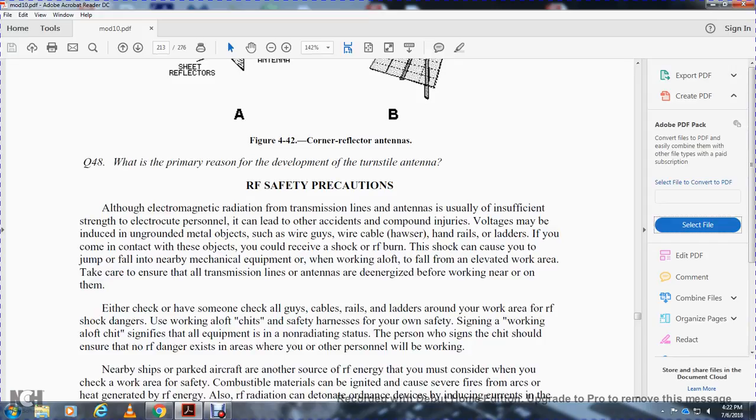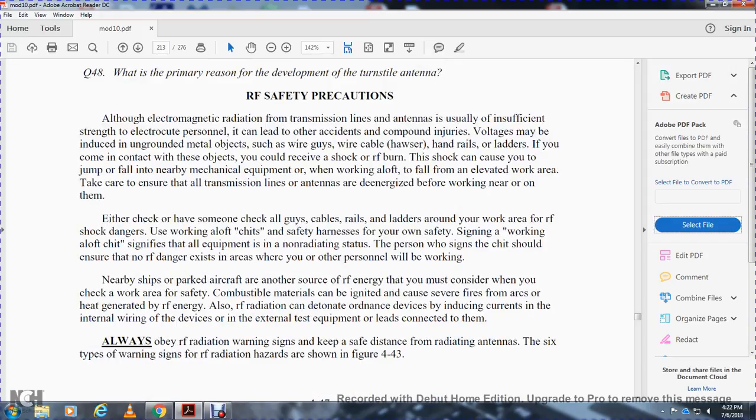All right, radio frequency safety precautions. Although electromagnetic radiation from the transmission line is usually of insufficient strength to electrocute a person, it can lead to other accidents that could cause injury. Voltage may be induced in underground metal objects such as wires, cables, guy wires, handrails, and ladders, and you can come in contact with these objects and receive the shock of a radio frequency burn.